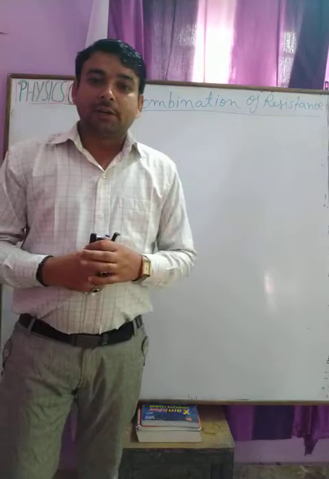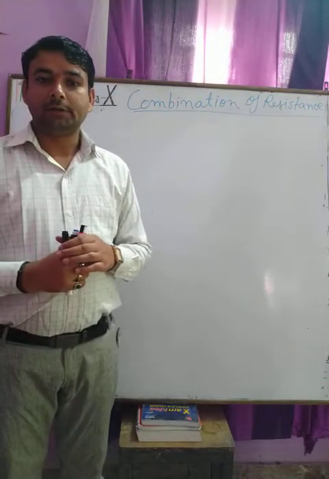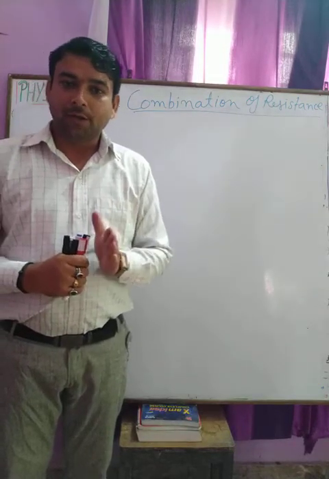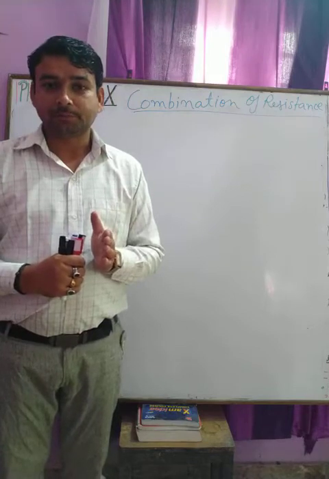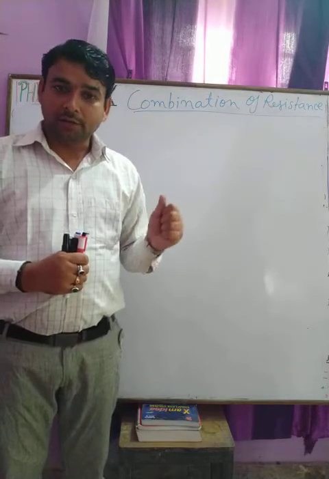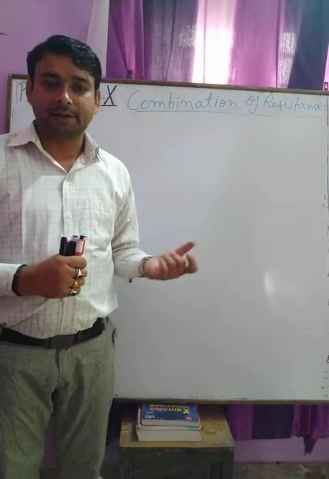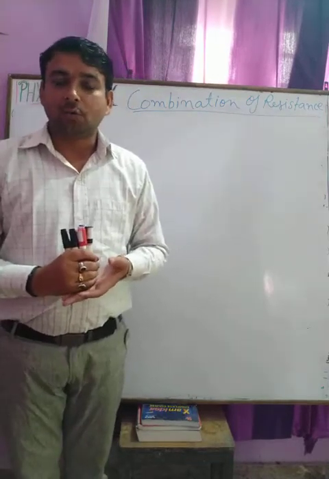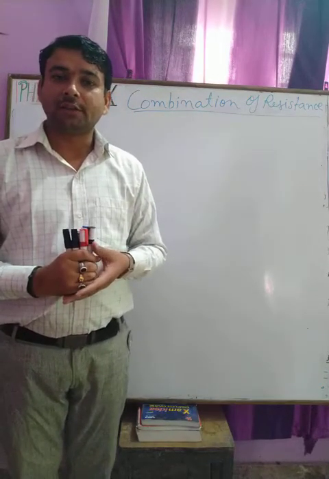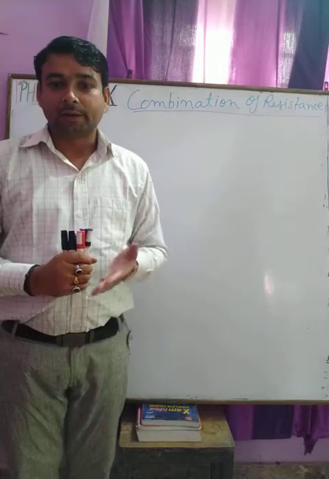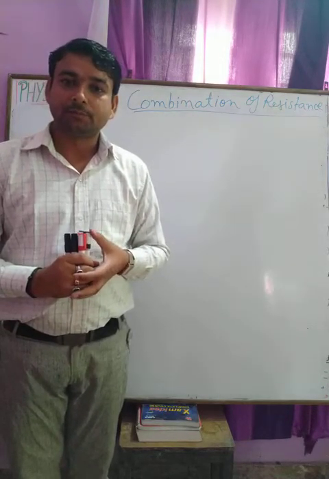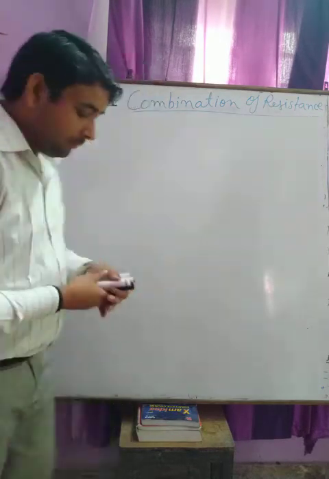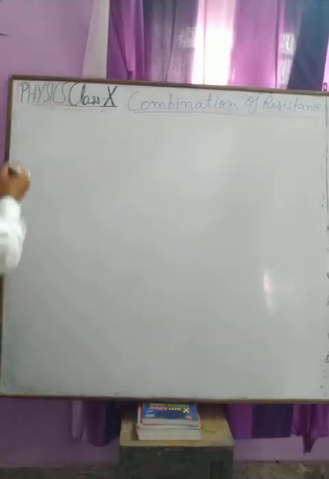In the last lecture, we learned about Ohm's law and the characteristic properties of resistance and resistivity. Today, we are doing the combination circuit, and we will learn how resistances are connected with other resistances. Basically, we use combinations to get the desired value of current or potential for different purposes. So we have two types of combination.